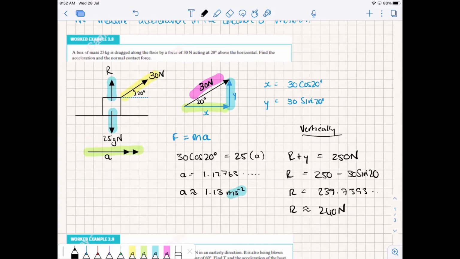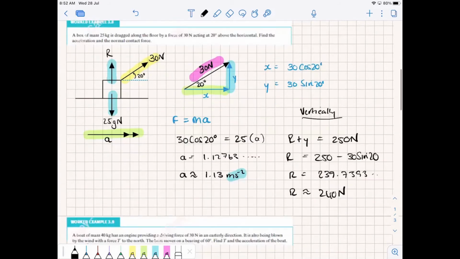Okay, everybody cool with that? Nice and easy? Yep. Very similar to the physics type questions as well. Okay, let's move on then.